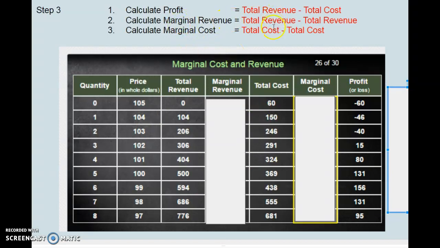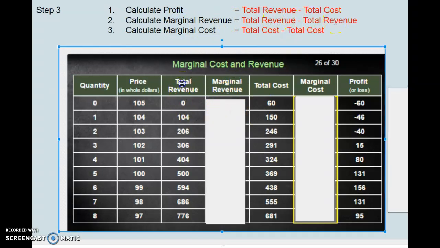Marginal revenue. So how much money are we bringing in? So I take the total revenue minus the total revenue, which doesn't sound normal, but I'm looking at column 3. What I'm going to do is take 104 minus 0. So we're going to compare when we went from 0 sold to 1 sold. And remember, quantity is how many things you're selling. I'm going to sell, from whatever I'm selling, from 0 to 8 of them.